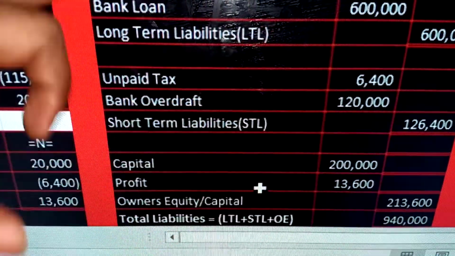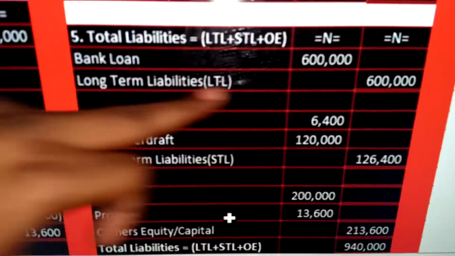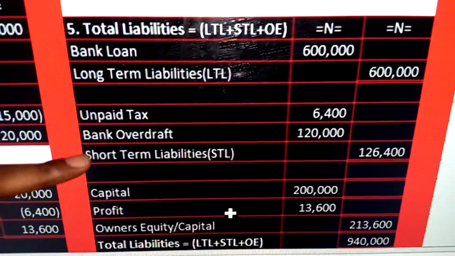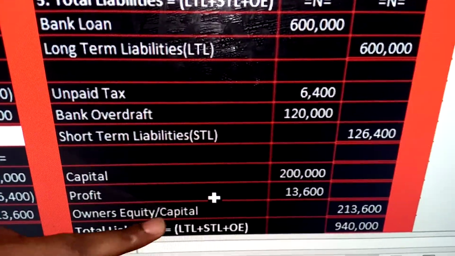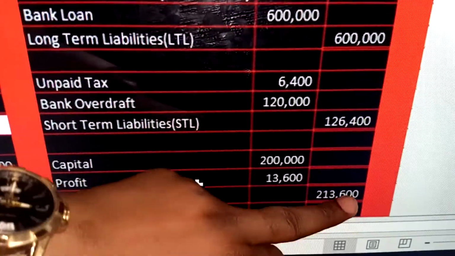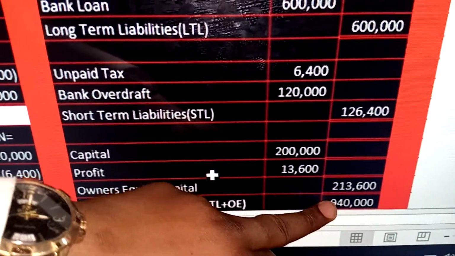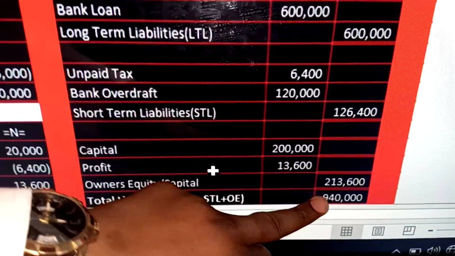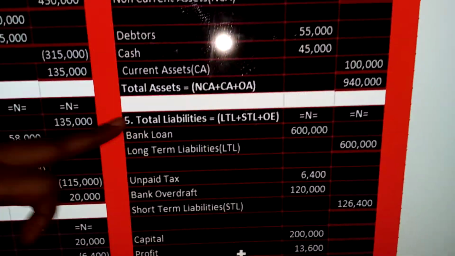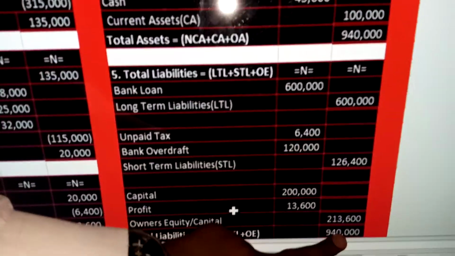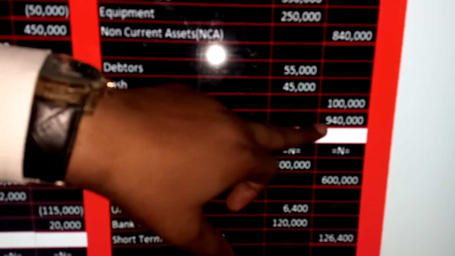So our total liability, which is long-term liability plus short-term liability plus owner's equity, is what? 600,000 long-term liability, 126,400 short-term liabilities, and owner's equity of 213,600. When you add these together, you have 940,000. Remember I told you that at any point in time your total asset must be equal to your total liability. Now, what's your total liability here? 940,000. What's your total asset here? 940,000.